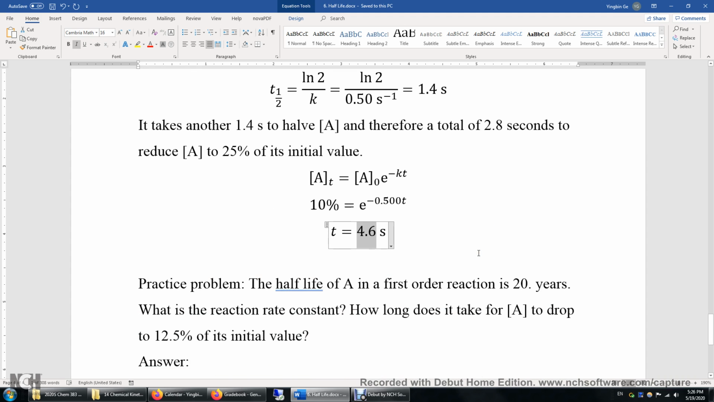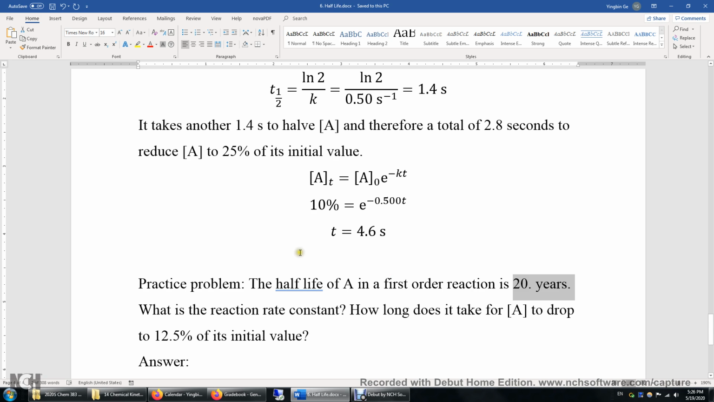Now one more practice problem. The half-life of A is 20 years. Okay, that's a long half-life. So that means after 20 years, the concentration of A will become just 50% of its initial value. After 40 years, the concentration of A will drop to 25% of the initial value. 60 years, 12.5%. 80 years, 6.25%. Again, each time you just halve the concentration of A.